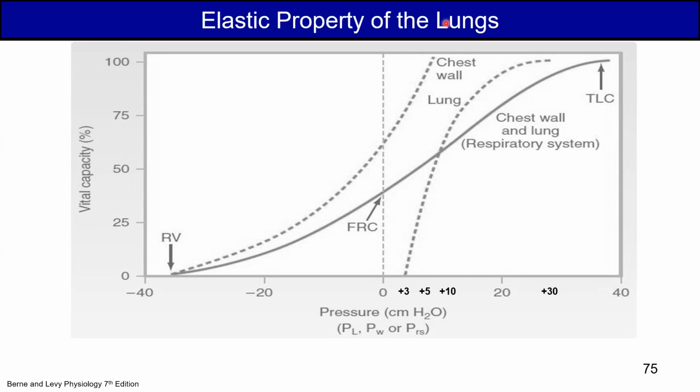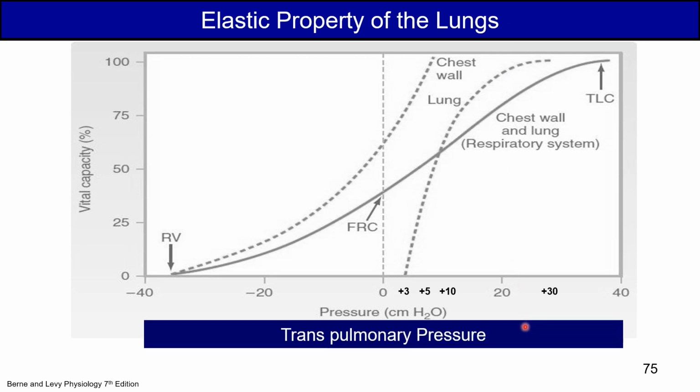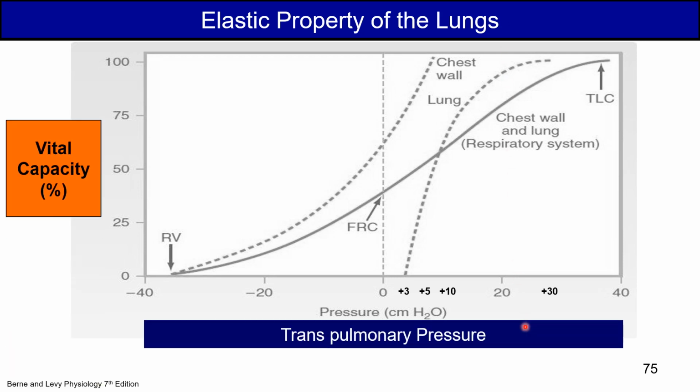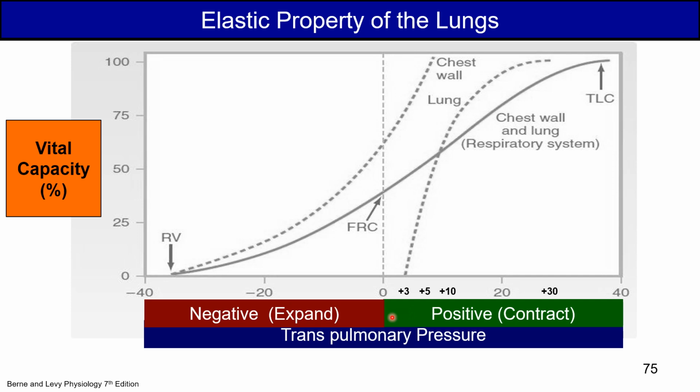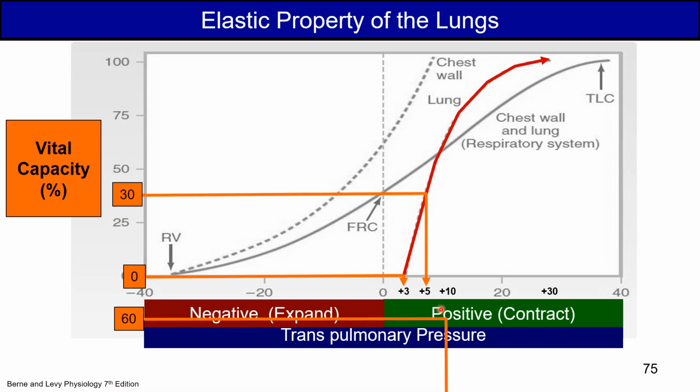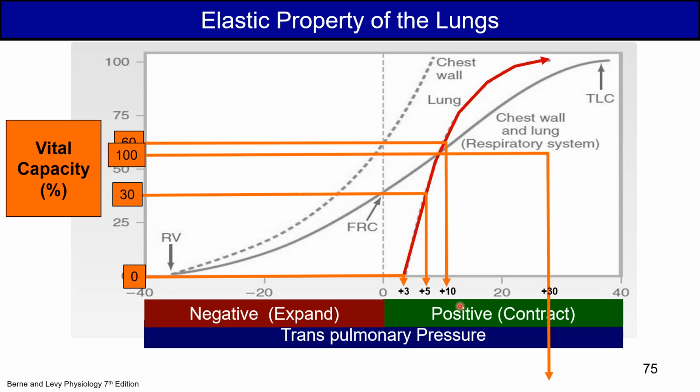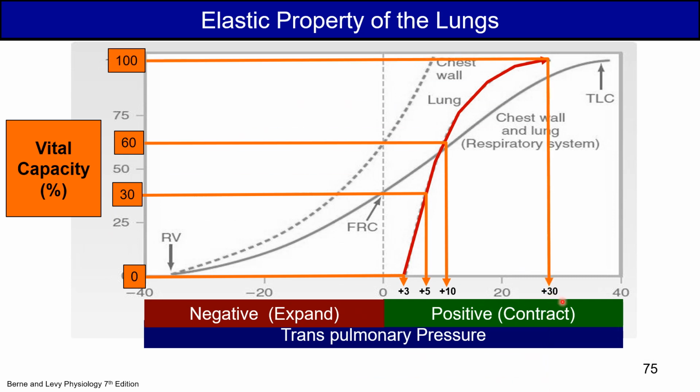So let us now discuss the elastic property of the lungs. Since we're talking about the lungs, the x-axis will be your transpulmonary pressure, while the y-axis is still percent of the vital capacity. Again, if the transpulmonary pressure is positive, the lungs have a natural tendency to contract, while if it is negative, the lungs have an elastic tendency to expand. Now, this is the elastic line of the lungs. At 0% of the vital capacity, the transpulmonary pressure is positive 3. At 30, it's positive 5. And at 60%, it's positive 10. And at 100%, it is plus 30.